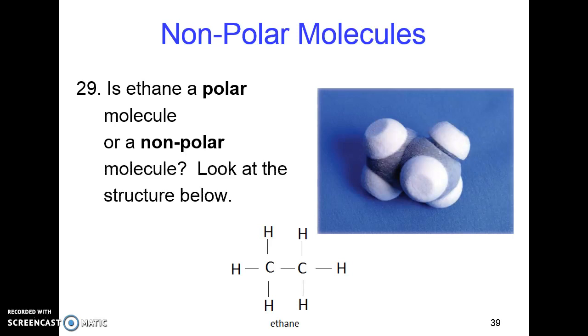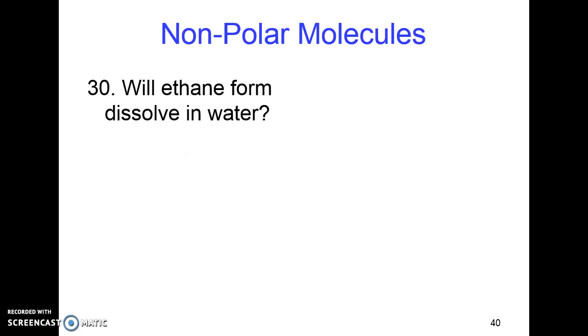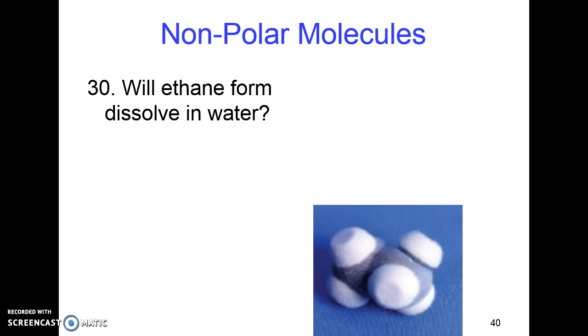And we're going to determine, is ethane polar or is it nonpolar? Look at our structure here. And this goes back to first semester again. Ethane, we have this symmetrical shape here. We have equal sharing around the central atoms. And therefore, this is nonpolar. All right, will ethane dissolve in water? It should say dissolve in water, not form.